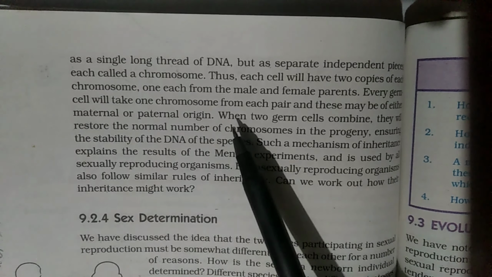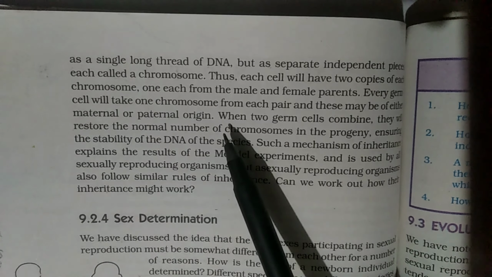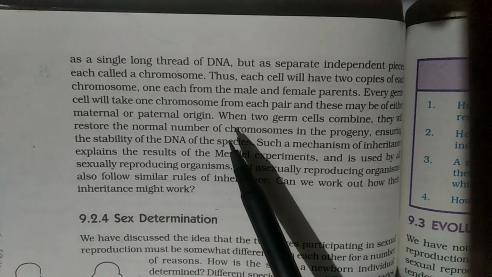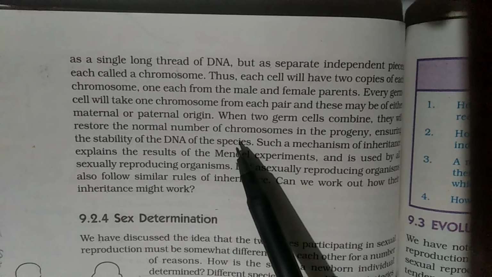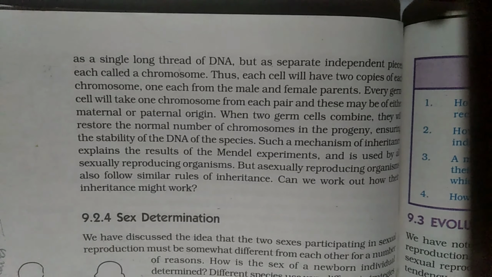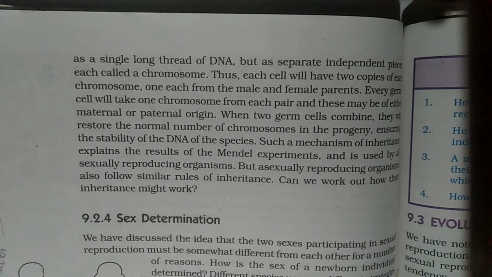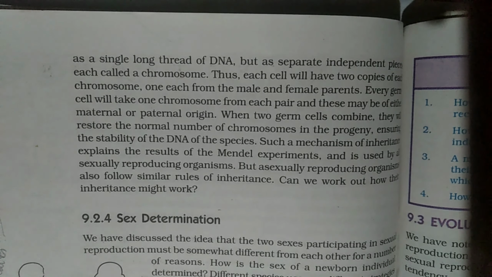So this is what happens in case of sexual reproduction, which will definitely bring variation. So this is regarding the answer for how do the traits get expressed, or how we call it a dominant trait and a recessive trait.